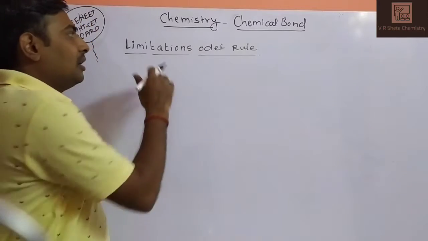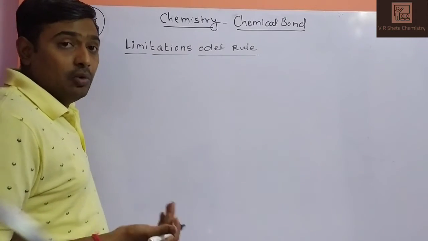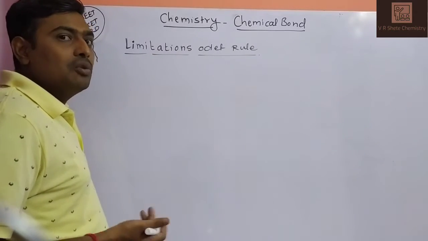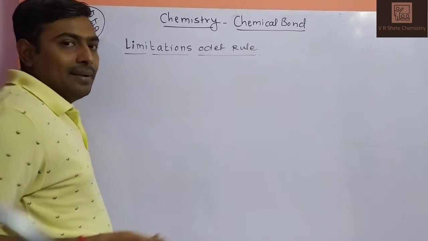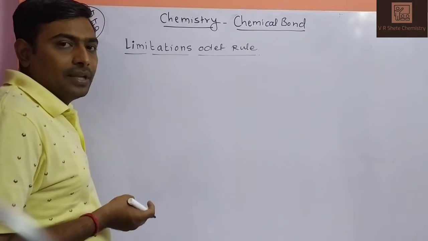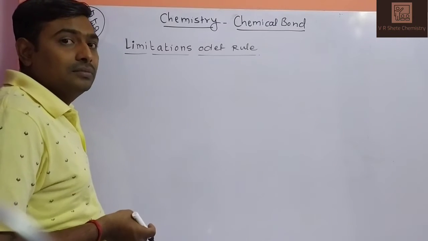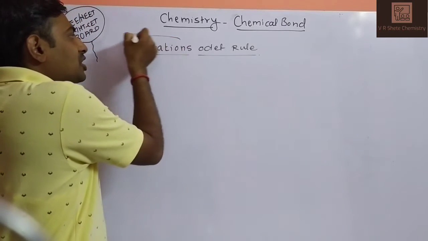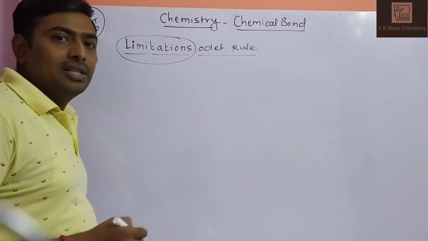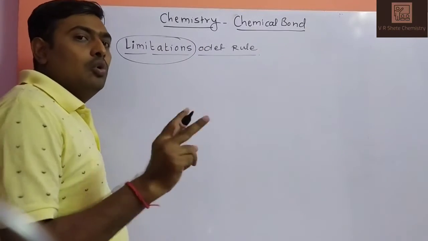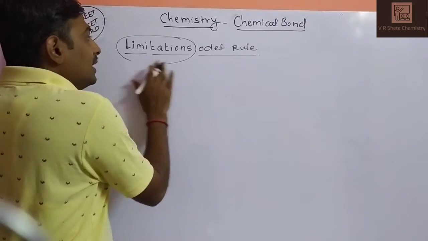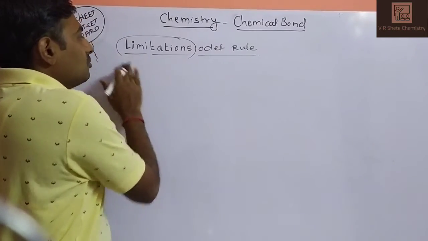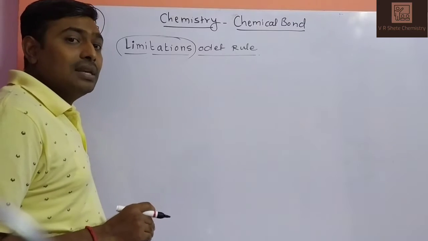Next concept, limitations of octet rule. We know what the octet rule or Kossel-Lewis theory is. When any molecule is formed, 8 electrons are there in their valence orbital, but there are some limitations for the octet rule. So what are the limitations of the octet rule? Generally 2 limitations have been observed. First one is incomplete octet and second one is expanded octet.